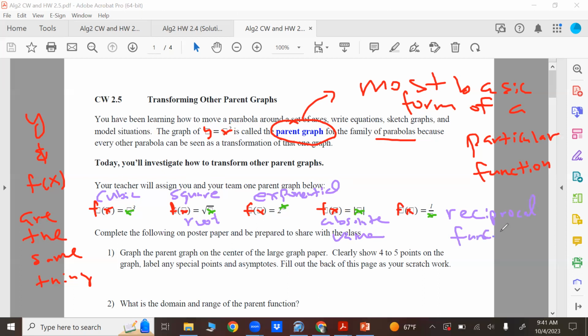So graph the parent graph on the center of a large graph paper. Nah, we won't do that. What I'll do is I'll generate these graphs for you guys. You can put them in your notes. And then we're going to talk about the domain and range for each of these. Any questions so far? No? Okay. You got it all copied down? Good? Okay, cool.